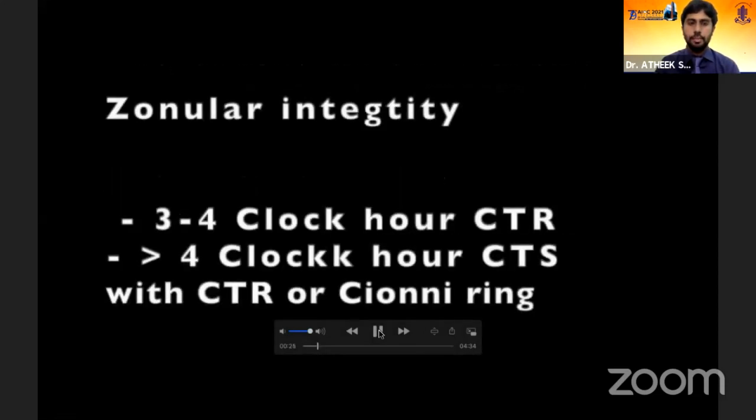Regarding the capsular support system, usually if there is about 3 to 4 clock hours of capsular deficiency, we will be able to get reasonably good results with the capsular tension ring, which can be supported with the haptic of the IOL. If the defect is more than that, it is better to use a capsular tension ring, a Sionis ring, or a CTS along with the CTR, which will give additional support. With this, up to 6 clock hours can be managed, and if it is more than 6 clock hours, it is always better to have your PR surgeon backup and to do a scleral fixated lens. So choosing the support system is of prime importance.